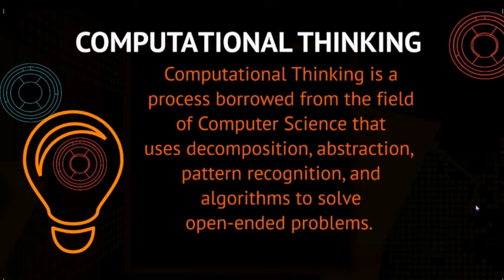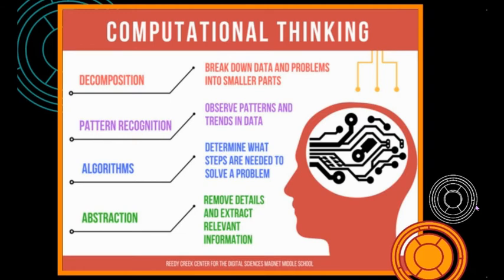Computational thinking is borrowed from the field of computer science, and it uses decomposition, abstraction, pattern recognition, and algorithms to help us solve open ended problems. At Reedy Creek, our students use decomposition to break down data and problems into smaller parts. They look for patterns across all of their learning in all of their classes. They learn to read, write, and follow algorithms or a series of steps to solving problems. And they learn to look at the bigger picture, the wider theme, and to remove irrelevant details by using abstraction.